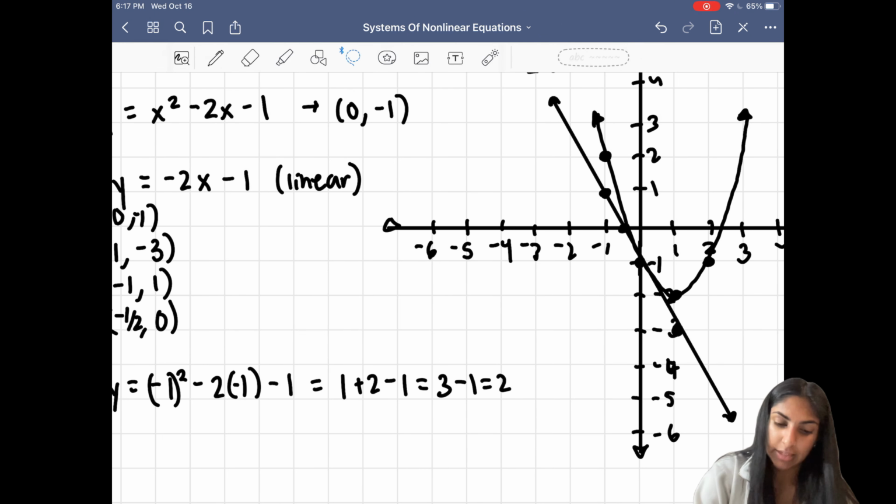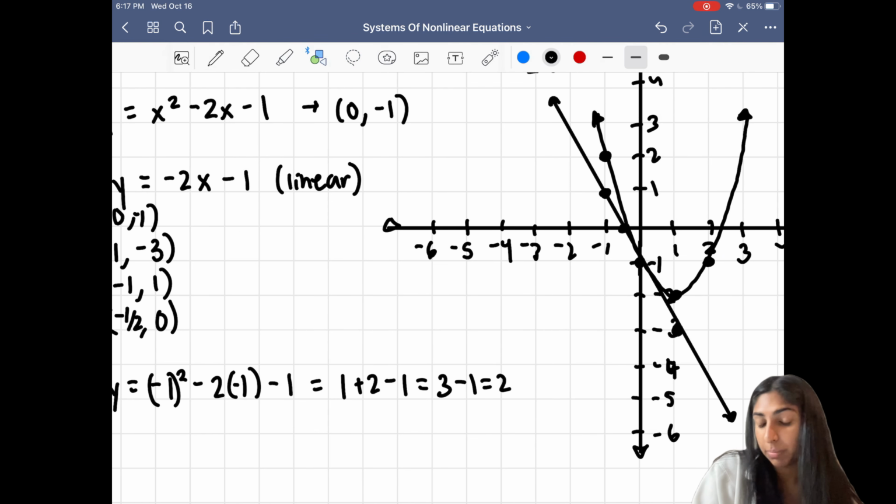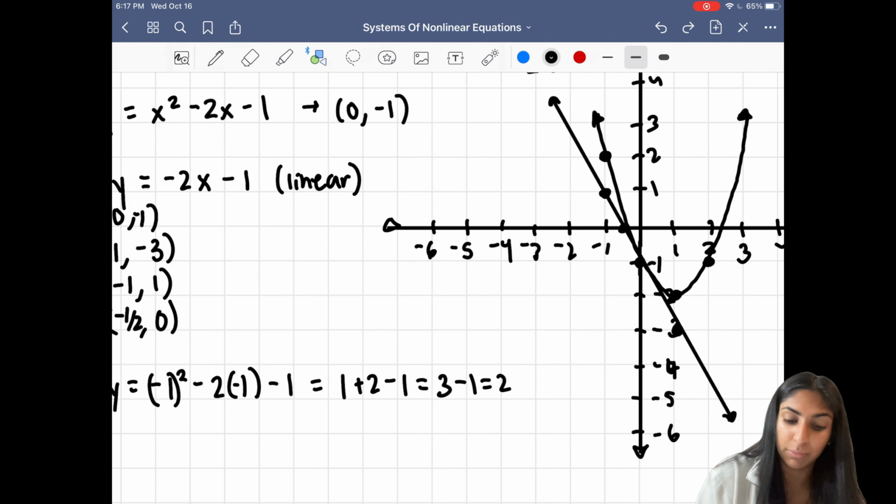And now we can see that the line and the parabola intersect at exactly one point, which is right here. And so the solution to this equation is just (0, -1).